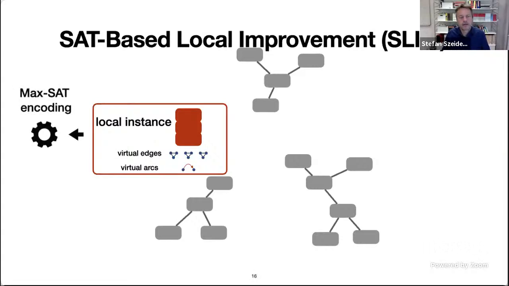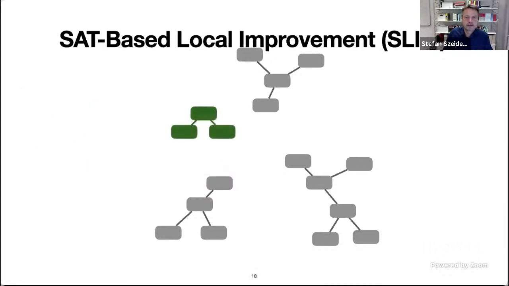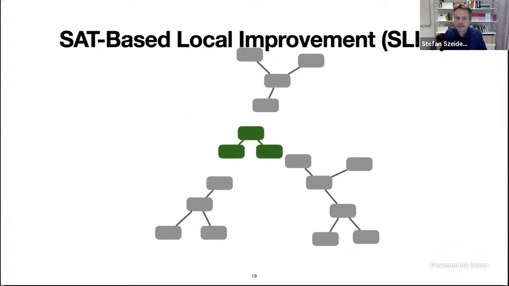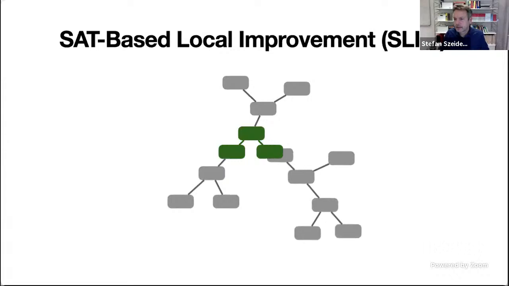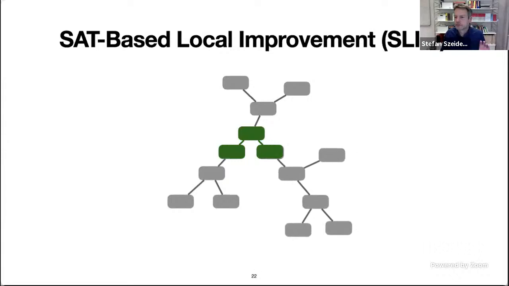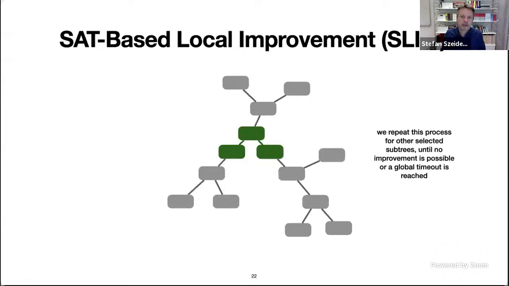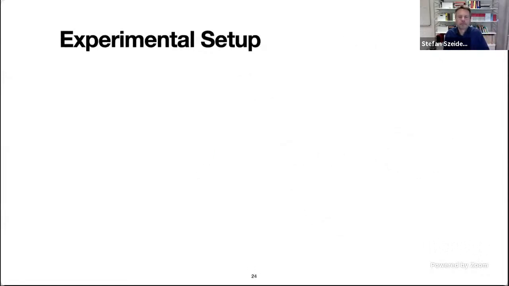And now we can feed this, with our MaxSat encoding, to our MaxSat solver, which produces a new solution, this green one. And because of these virtual edges, this then fits together with the subtrees that we put aside. And because of these virtual arcs, we can be sure that the solution will be acyclic. And now we repeat this selection until we run out of time.